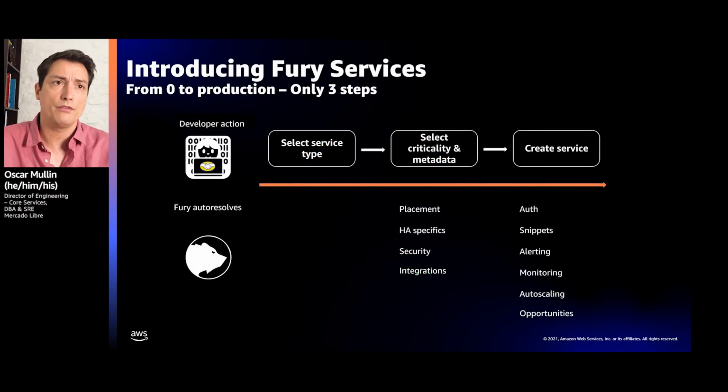Which is the journey for a developer to go from 0 to having a service running in production? The first thing is selecting the service type. Once you select the service type, you have to select the criticality and metadata for that service. Automatically, we will resolve where to place that service, which high availability requirements you have, and all the security aspects around that. And then you have to create the service. We will automatically resolve authorization, authentication, provide you with code snipping, alerting, monitoring, auto-scaling, and stuff like that.